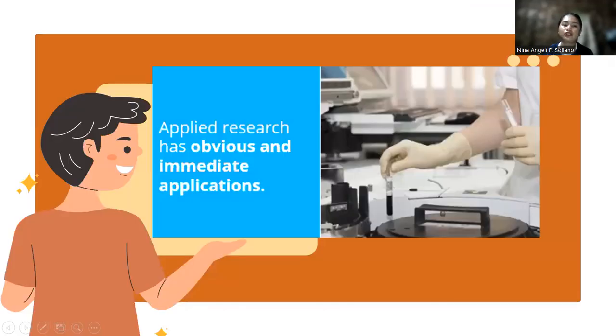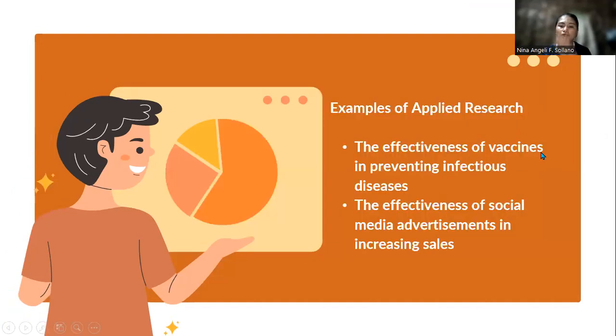Unlike the applied research, it is obvious and has an immediate application. Again, obvious and has immediate application. So here are the example topics of applied research. The effectiveness of vaccines in preventing infectious diseases. The effectiveness of social media advertisements in increasing sales. So based on the two examples of these types of research, what have you noticed? What are the differences?